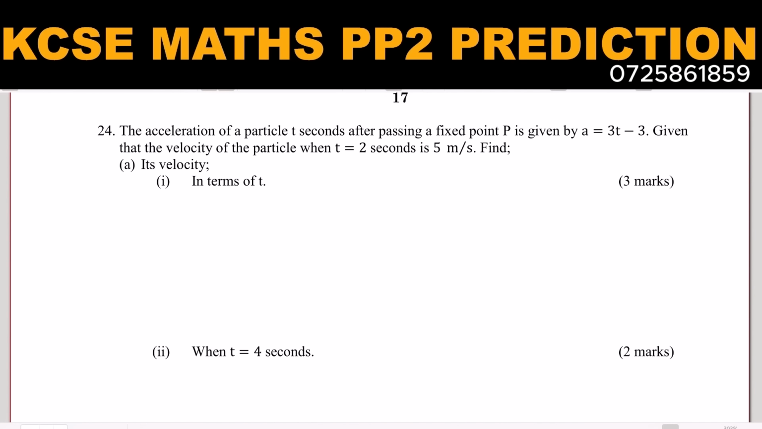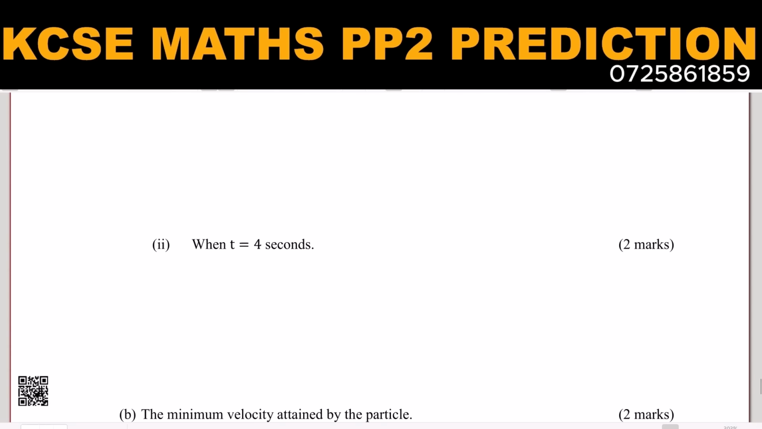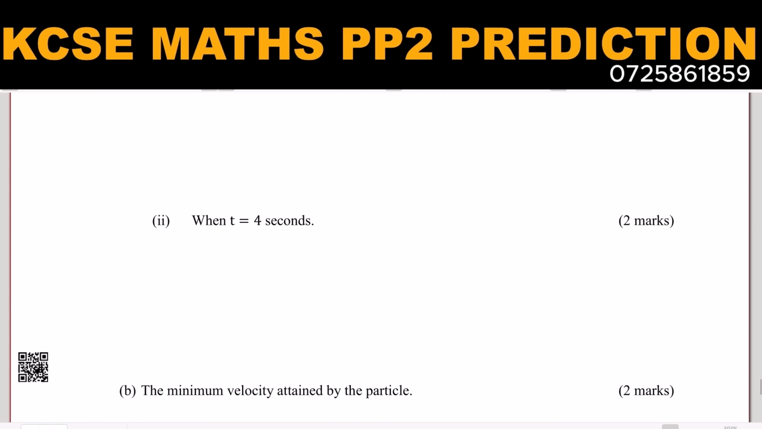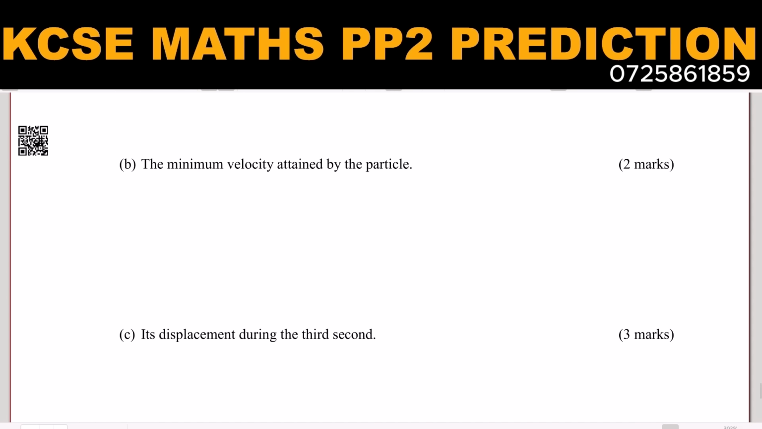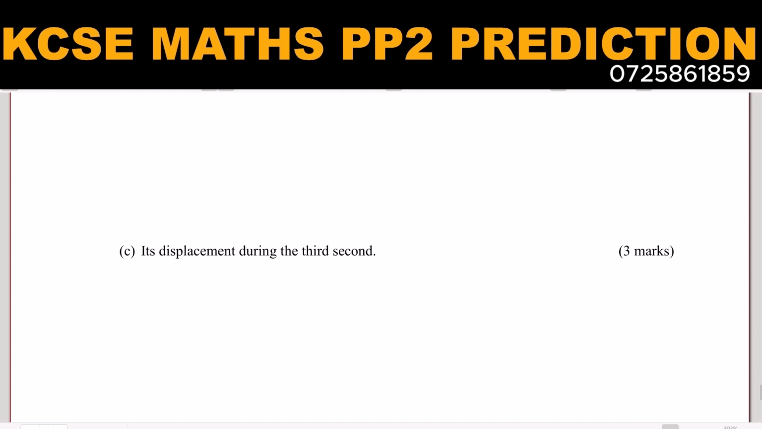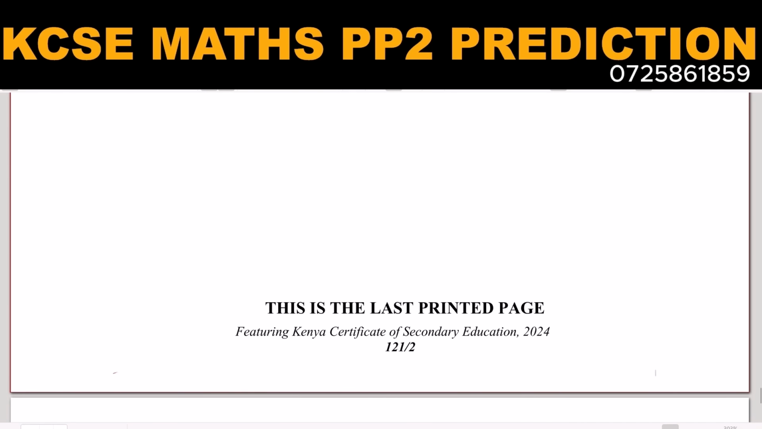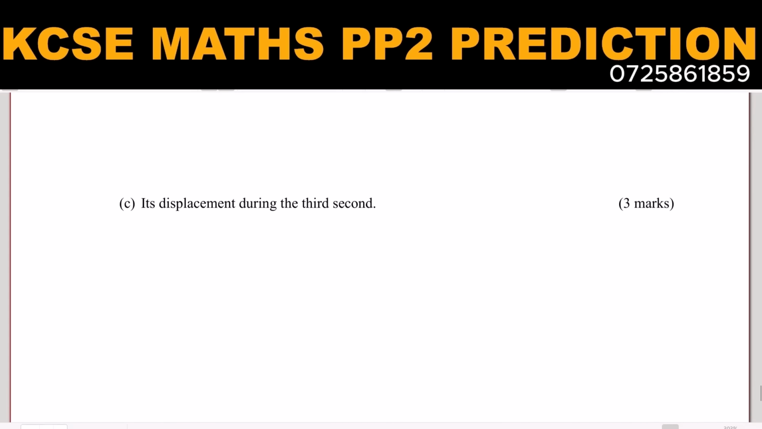The acceleration of a particle t seconds after passing a fixed point P is given by a = 3t - 3. Given that the velocity of the particle when t = 2 seconds is 5 meters per second, find: A, its velocity, 1, in terms of t, 2, when t = 4 seconds; B, the minimum velocity attained by the particle; then C, its displacement during the third second. And that is the last question.